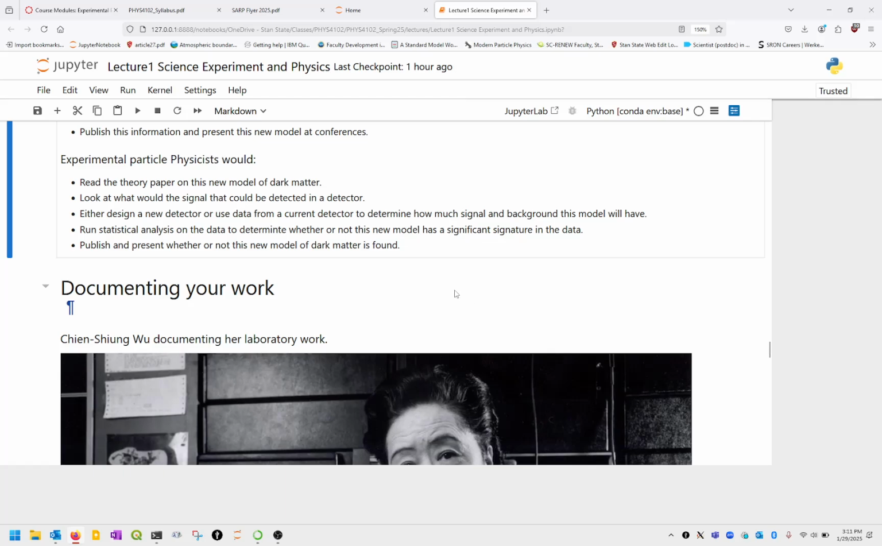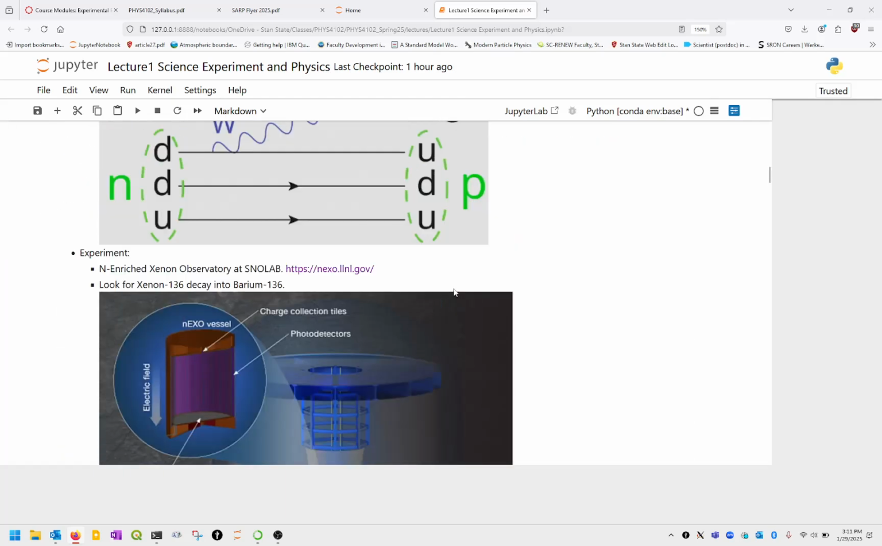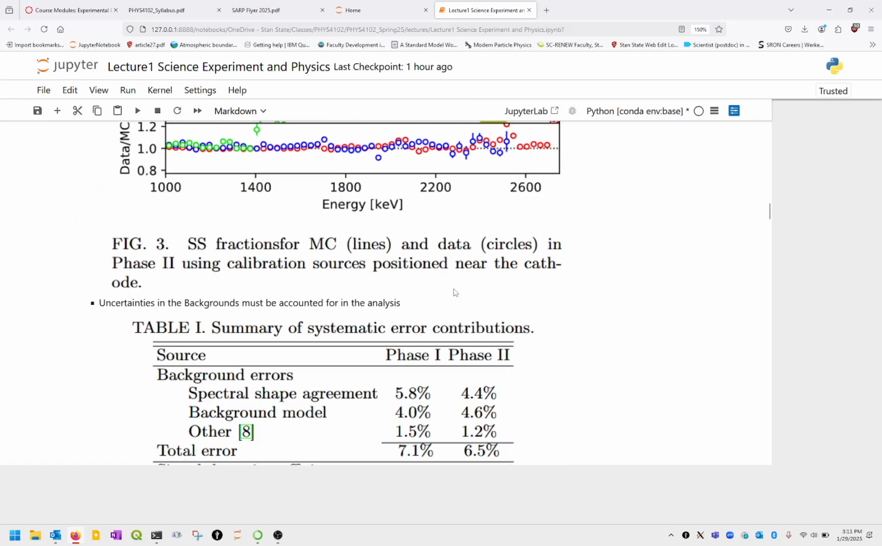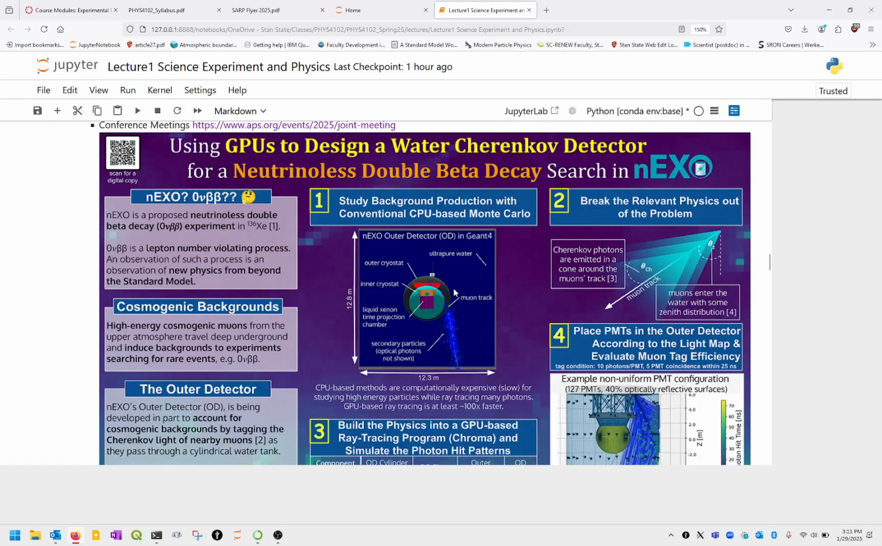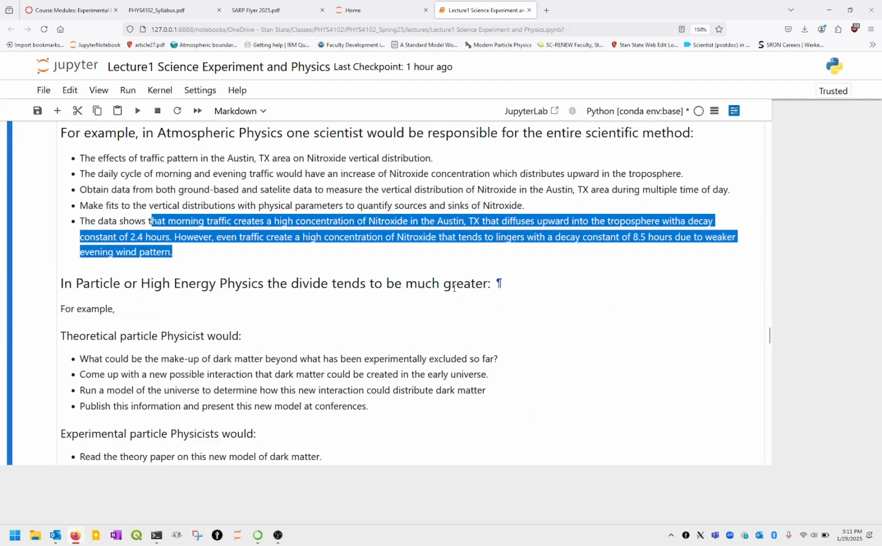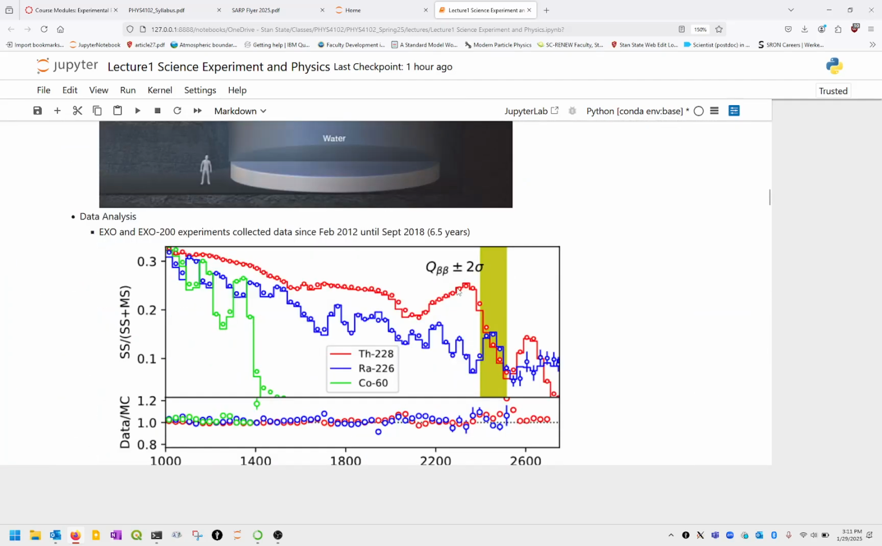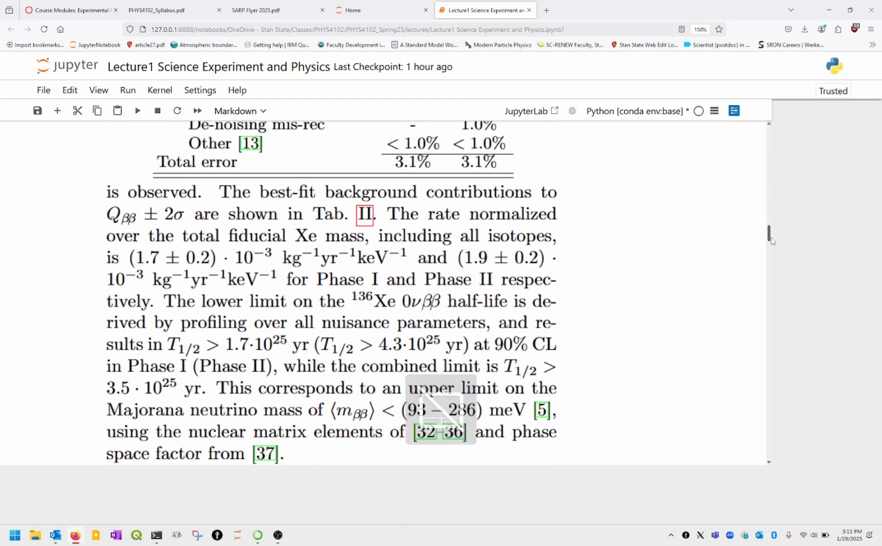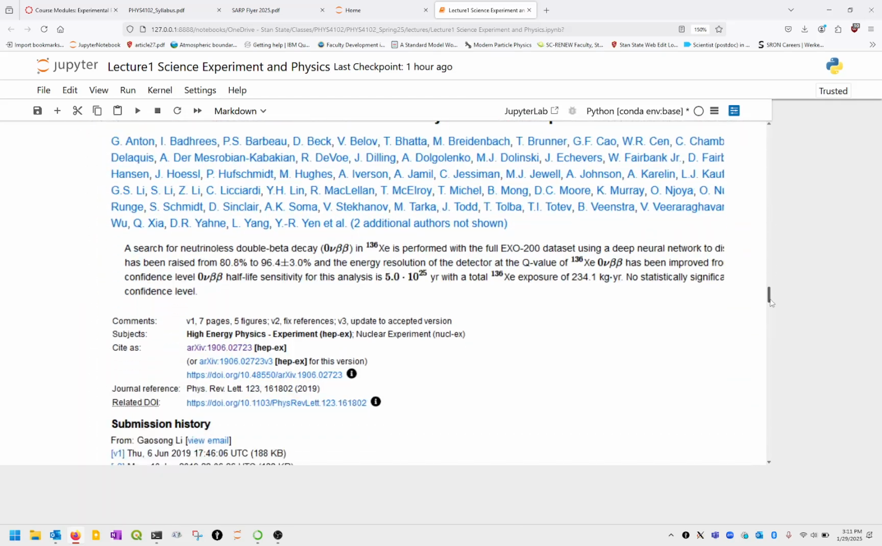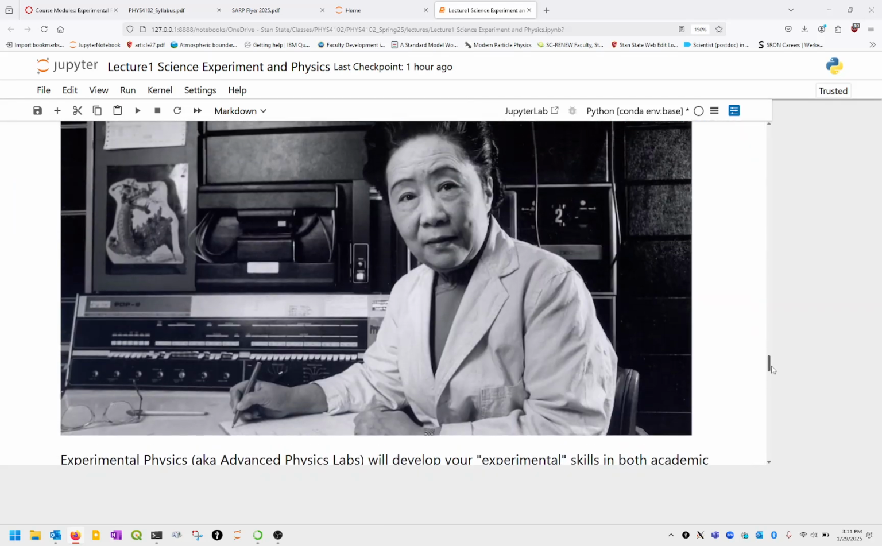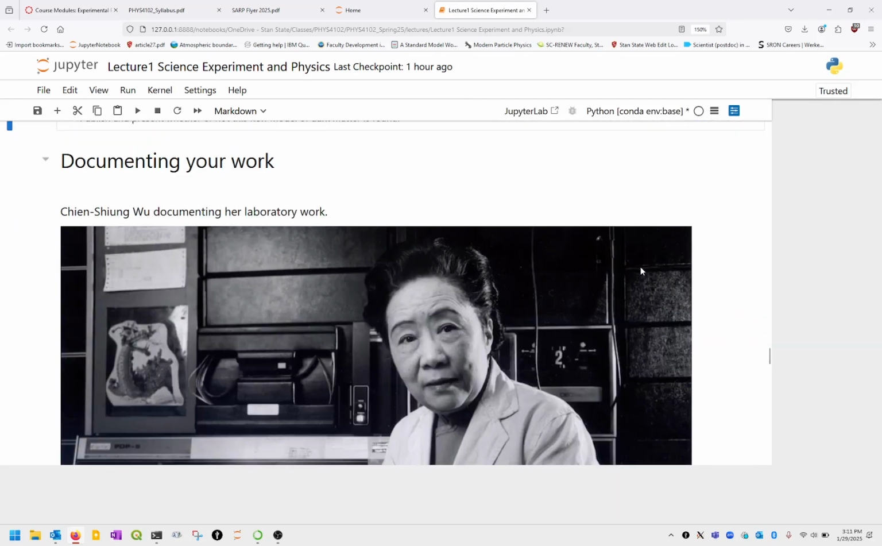Okay, documenting your work. This is where we're going to lead into the first assignment you're going to be doing. I don't know why I jumped away. Is it jumping? How is this possible? I'm going to use the scroller and also turn off my touchpad. All right, documenting your work.